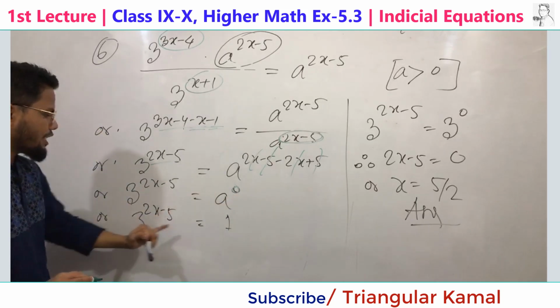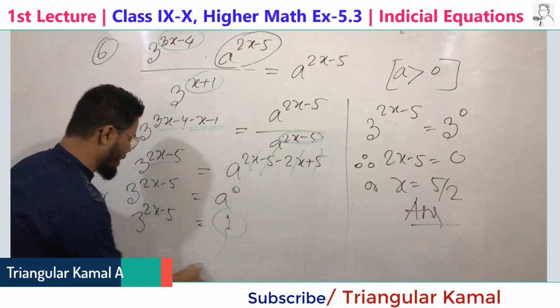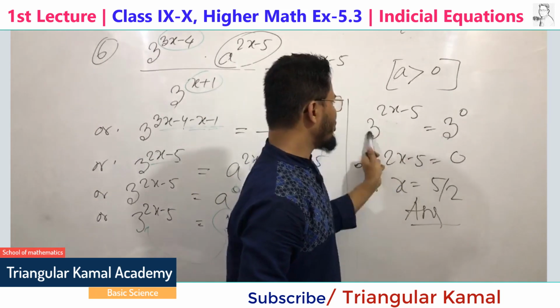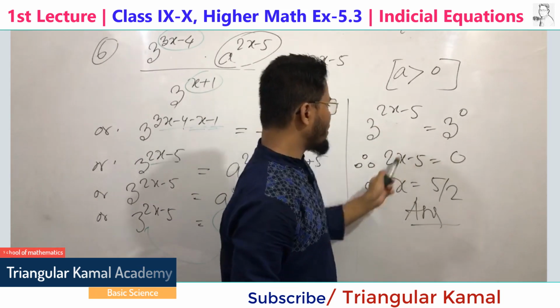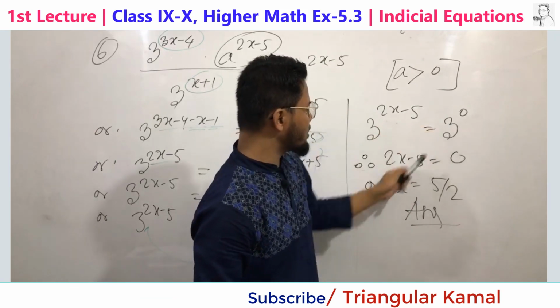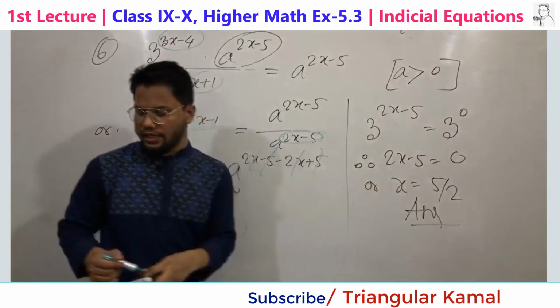As like previous math, we can convert this one as a power of 3. So we wrote here 3 to the power 0. Now eliminating this 3, then power will be 2 to the power x minus 5 equals 0. And changing this indicial equation to a simple equation, x is 5 by 2.